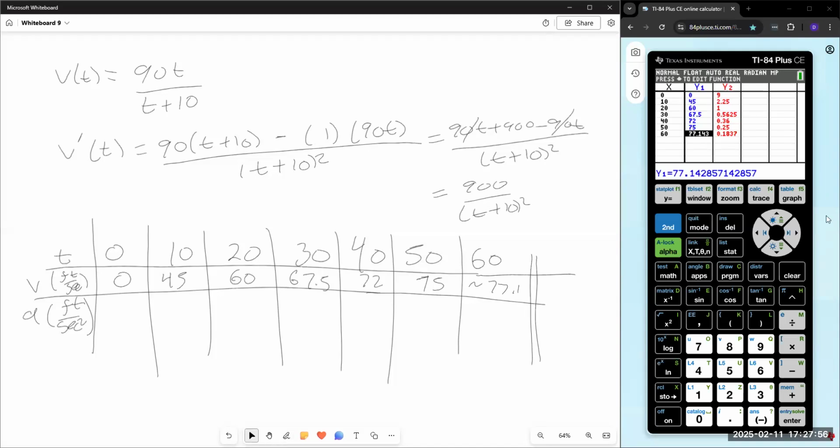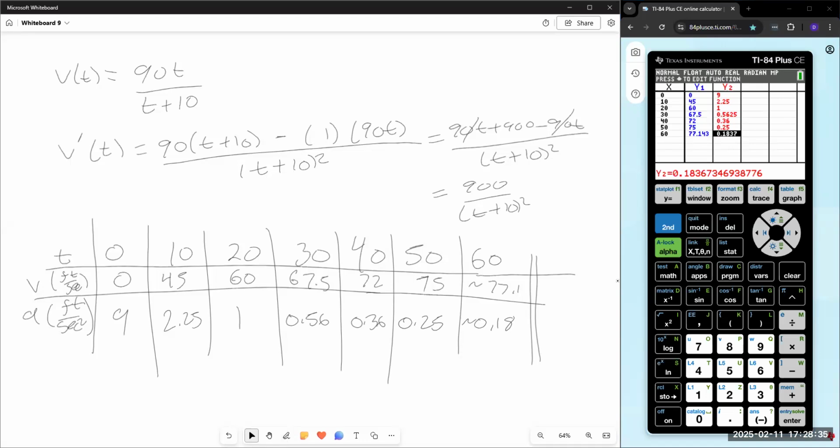Okay, then for my a, this is starting off at 9, then it quickly decreases to 2.25, then 1, then we're going to call that 0.56, then exactly 0.36, then 0.25, and then 0.18 approximately. And again, these are feet per second squared for acceleration.